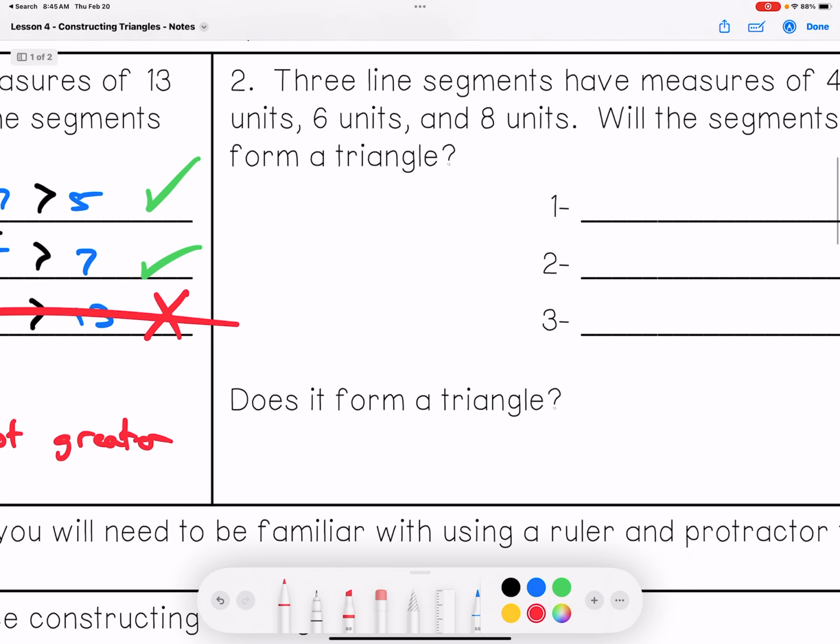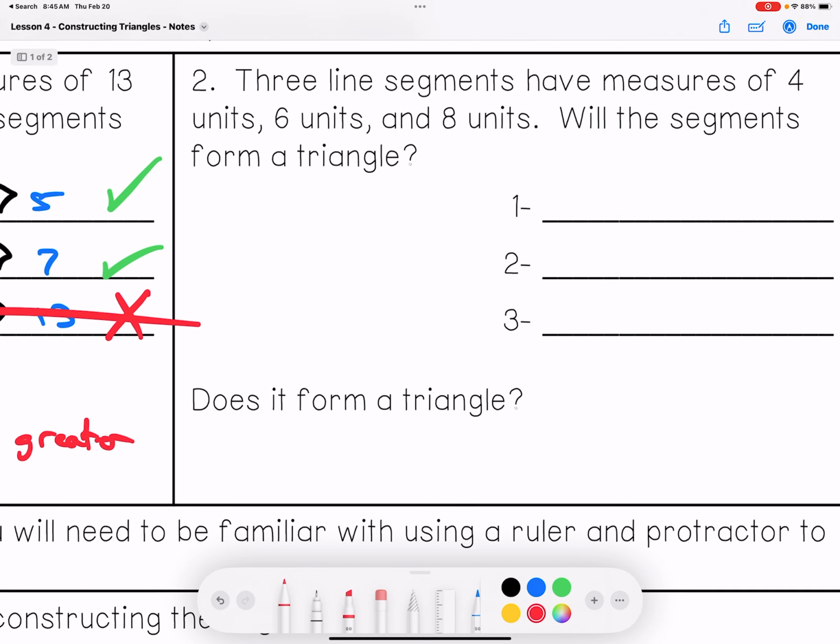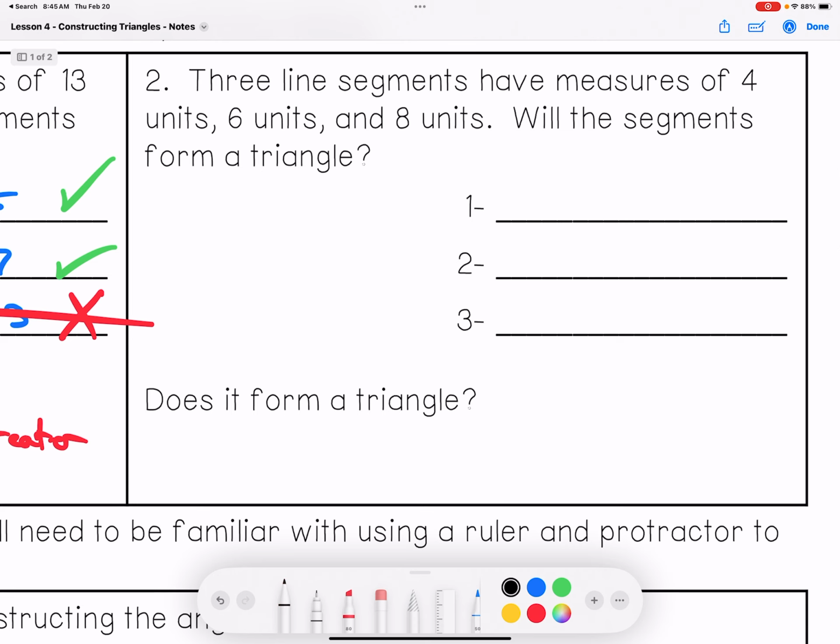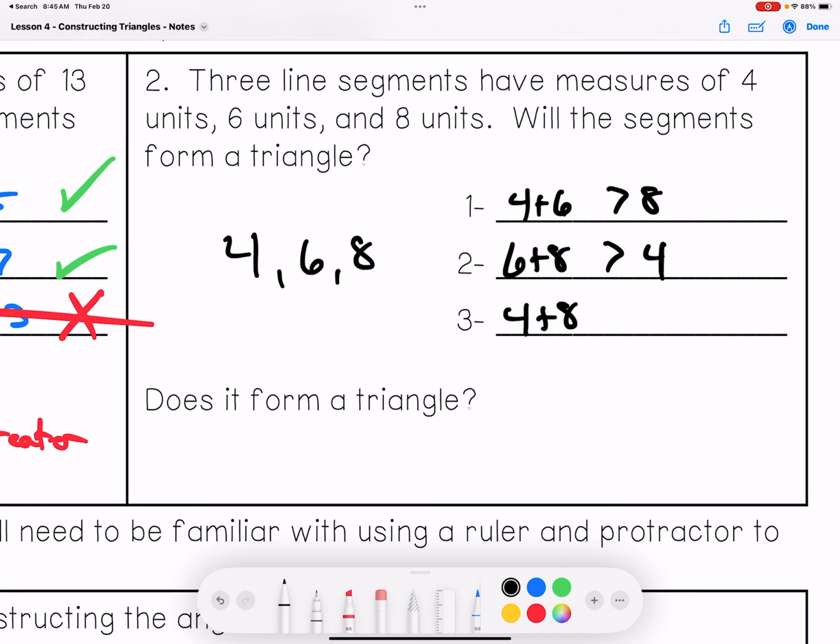All right. Next three, we have 4, 6, and 8. Okay, so 4 plus 6, is that greater than 8? We'll check it. 6 plus 8, is that greater than 4? And 4 plus 8, is that greater than 6? Let's check them.